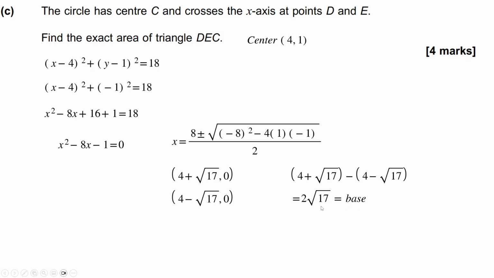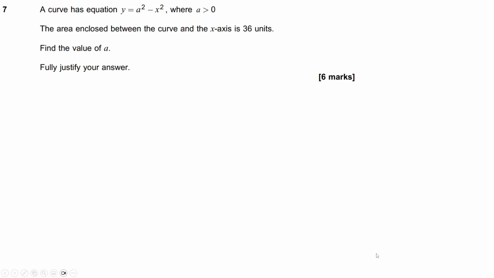The base is 2 root 17, the height is 1, because you're going up from 0 to 1. So you've got half base times height as this, so it's just root 17. And then units squared for the area.